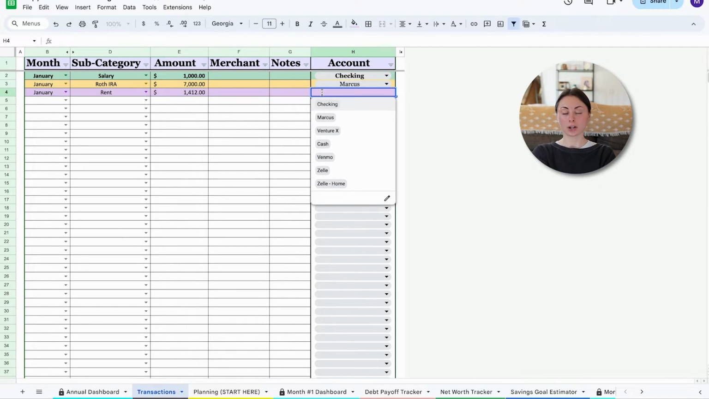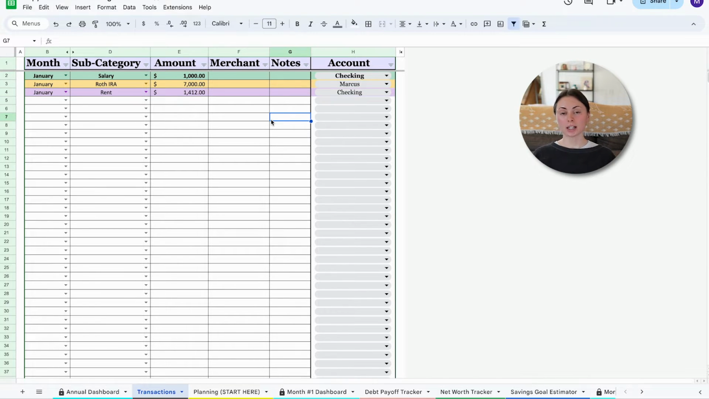I'd like to sit down and honestly do it more than once a week, but once a week is plenty. Everything on the transactions will auto-populate into all of your monthly dashboards and your annual dashboard. And as another warning, don't track your savings. Nothing will be tracked as savings in the transactions tab. You will only enter your savings in the planning tab.